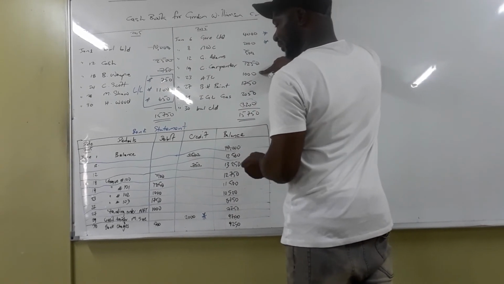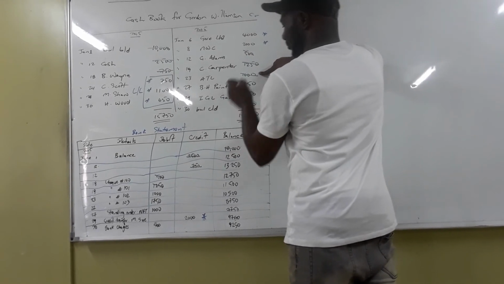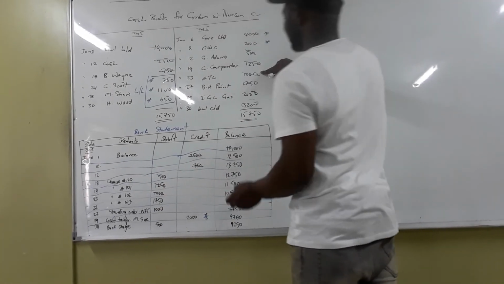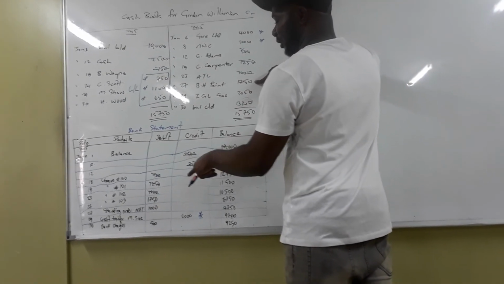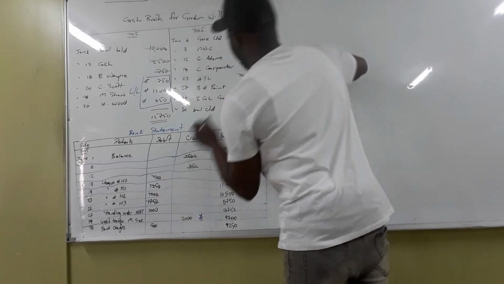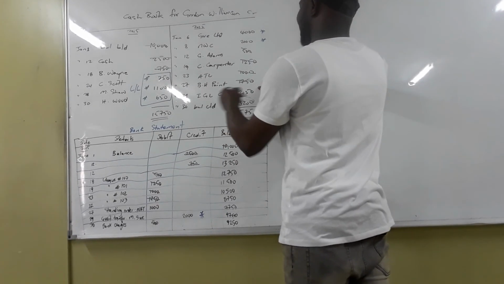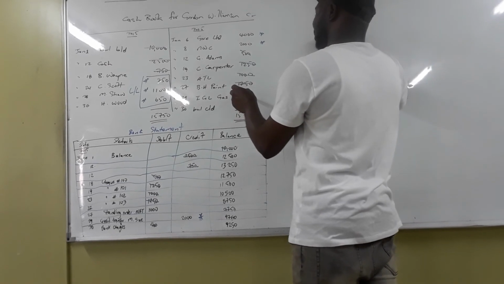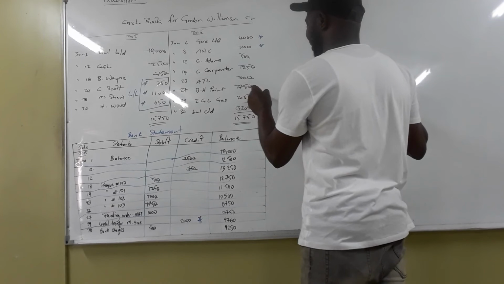Next, ATL, $1,000 on the credit side of your cash book. Is it found on your bank statement? Yes. Next, BH Paint, $1,750. Is it on your bank statement? Yes. Alright. Next, IGL Gas, $2,050. Is it found on your bank statement? No. So we need to put an asterisk right here.